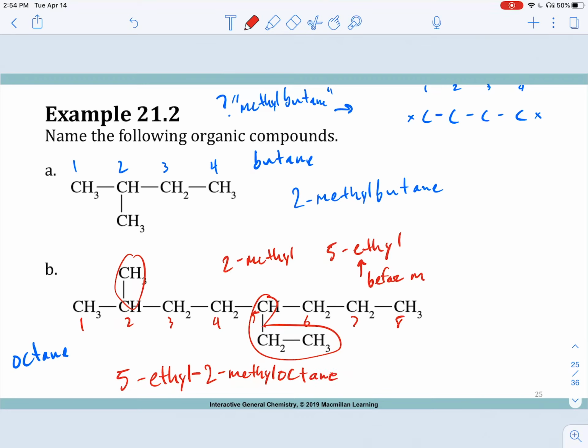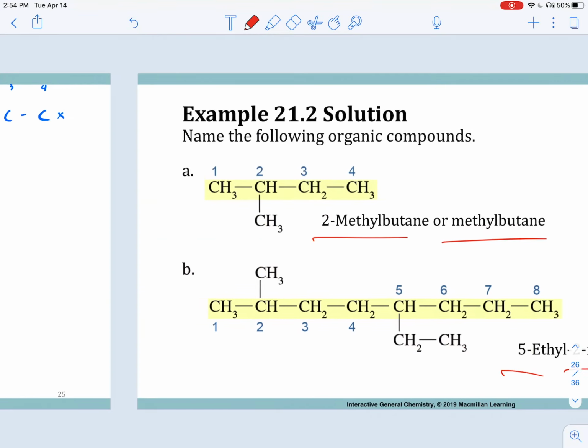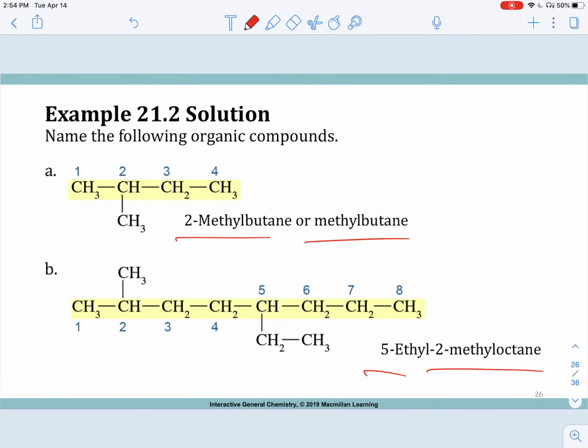And there we go. So it takes a little bit of thinking, but once you get all the systematic ways down, you should be able to name these kinds of groups. So that's all the naming. Okay, there's checking our work. Yep, 2-methylbutane. And this is 5-ethyl 2-methyl-octane. Good, didn't screw that up.